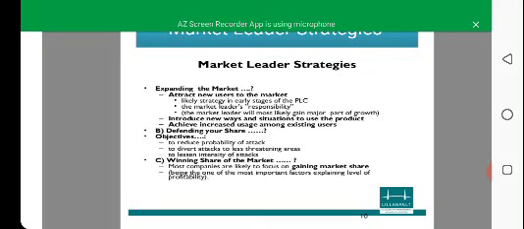The objective is to reduce the probability of attack, to divert attack to less threatening areas. Then, winning market share: they are mostly focused on gaining market share, being one of the most important factors explaining the level of profitability. So that's how the leaders of the markets work in the marketing area.